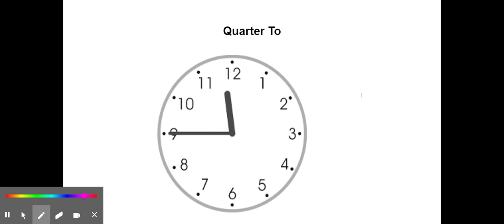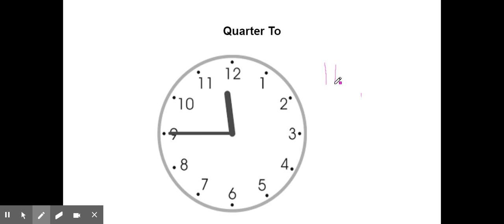Let's look at this clock now. See if you can find the hour hand by yourself. The hour hand is the short hand in between the 11 and the 12. When we're telling the hour, we choose the hour that came first. So here it would be 11.